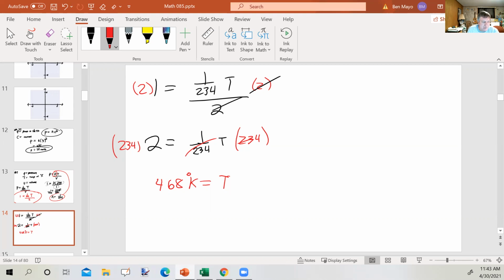Right, any others from the 8.9 that you want to look at? Just question 1 on the review. Okay, let's go to that. Question 1 on review.